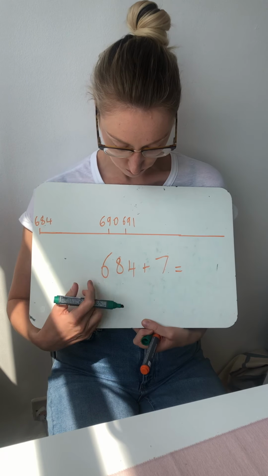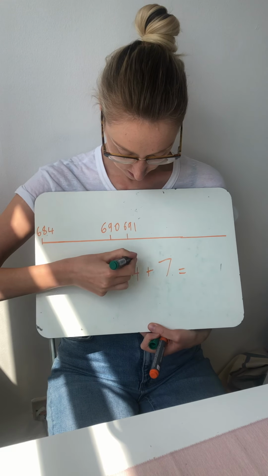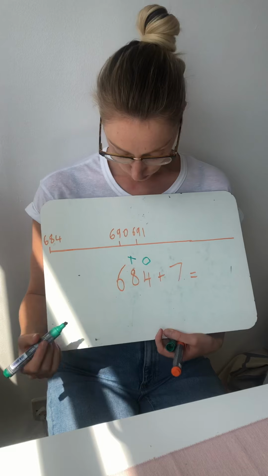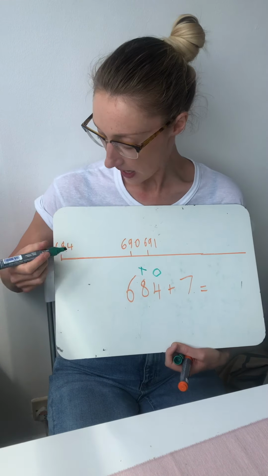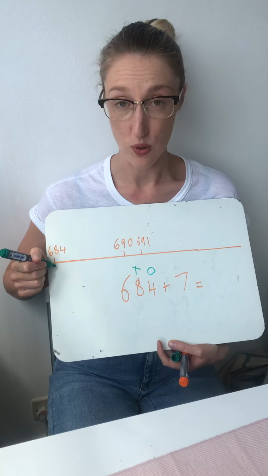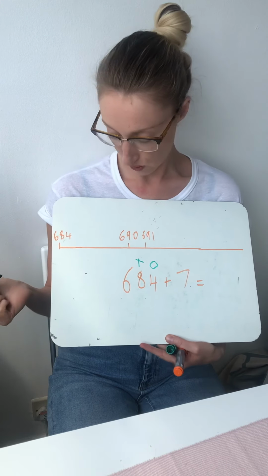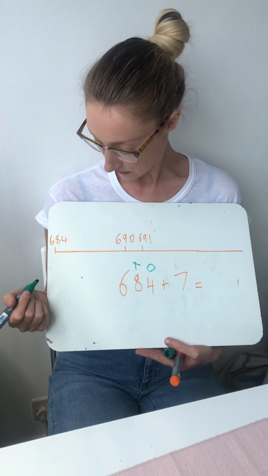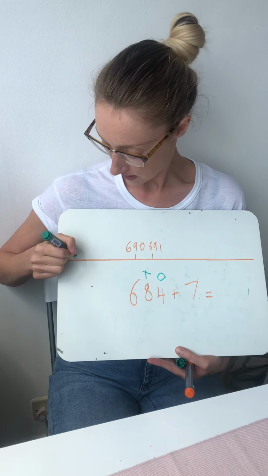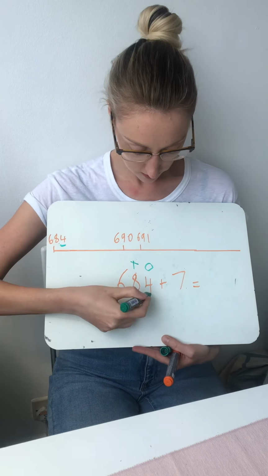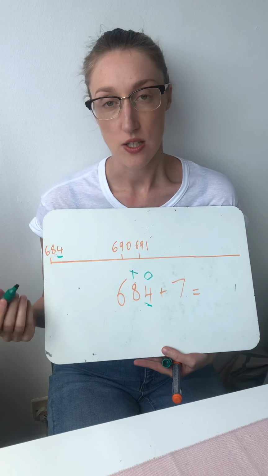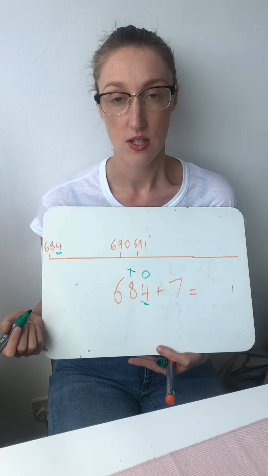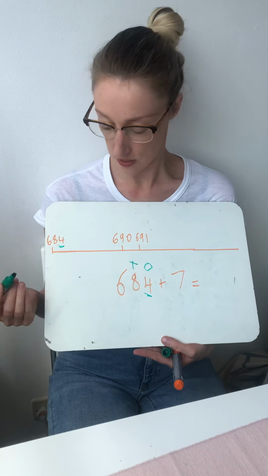The only numbers that will change are the 10s and the 1s. So what I've done again is I've created a number line, and I've put 684 this side because we're going to jump forwards. Now we're adding 7, but we need to have a look at this number and think of our number bonds. So we need to have a look at number 4 and think, what do I need to add to 4 to get to 10?